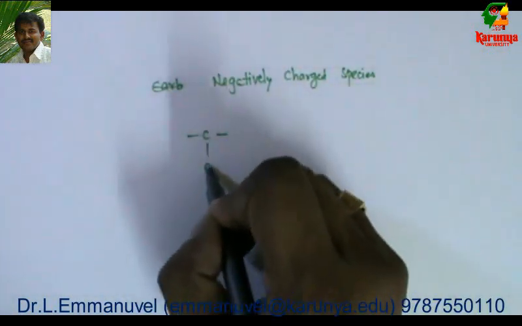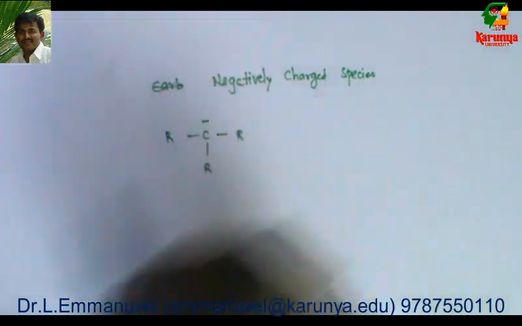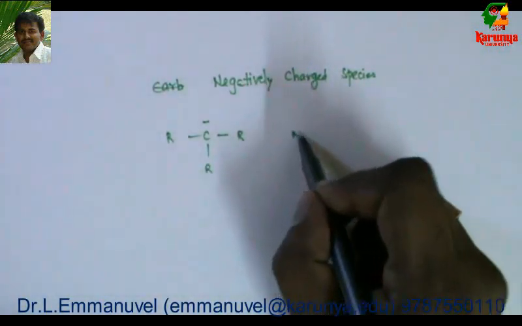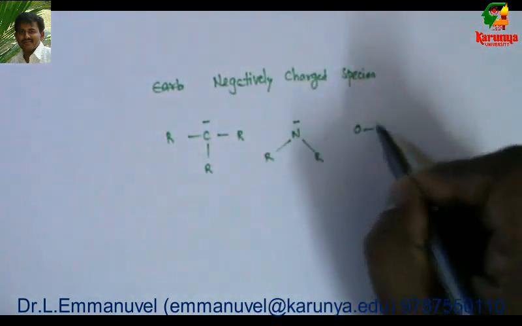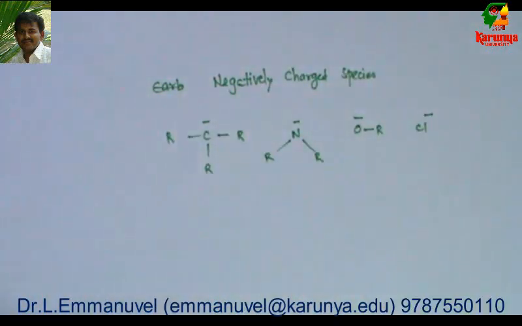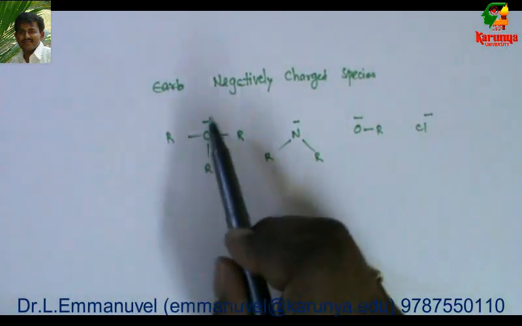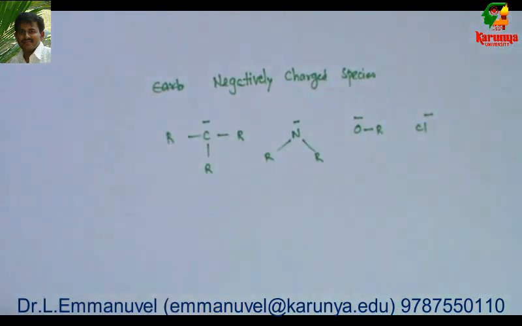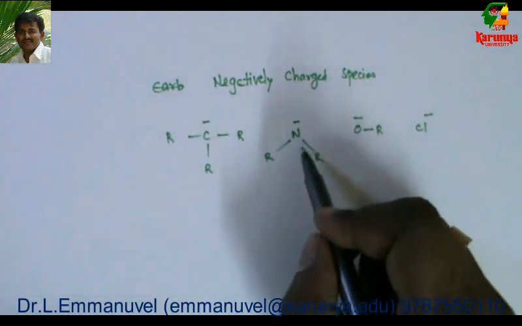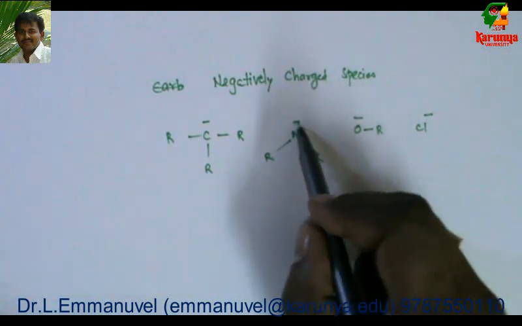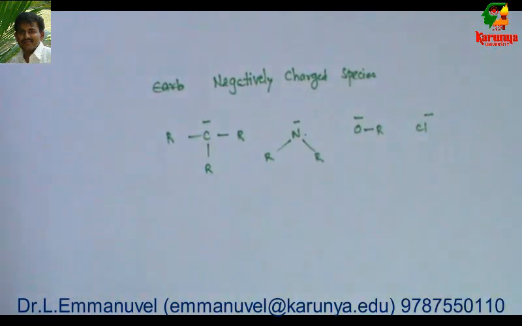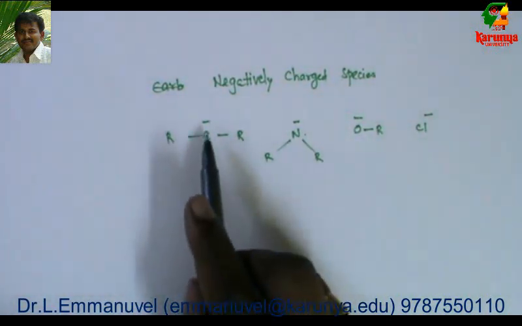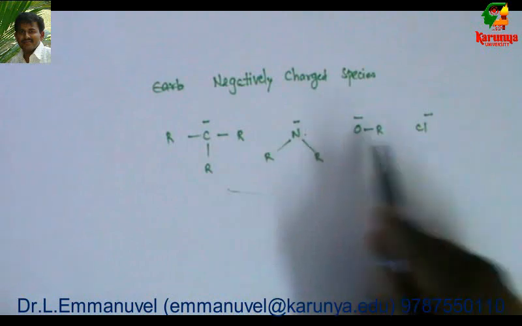First one, carbanion. Next, we have N minus. The carbon valency is 4. In that one I have removed one valency and introduced a minus charge. Similarly, nitrogen, the valency is 3. I have removed one valency and I have put one minus charge. Similarly, for oxygen 2, like this. Now, here we have C minus, N minus, O minus and Cl minus.